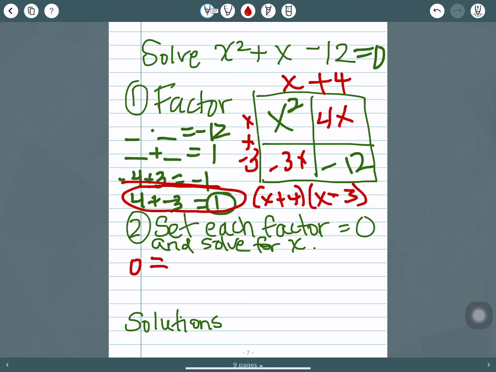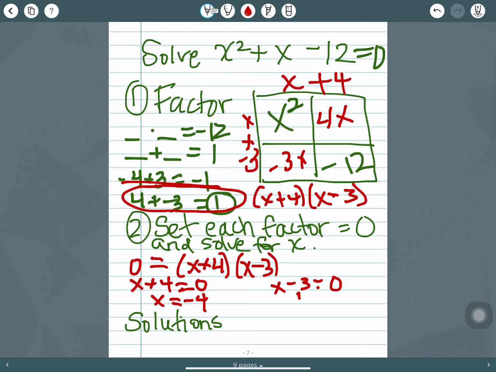So then I'm going to set this equal to 0. And then I'm going to set each factor equal to 0. So I would subtract 4 from both sides, so I get x equals negative 4. And then I would add 3 to both sides. So I'm going to get x equals 3. So the solutions: x equals negative 4 or x equals positive 3.